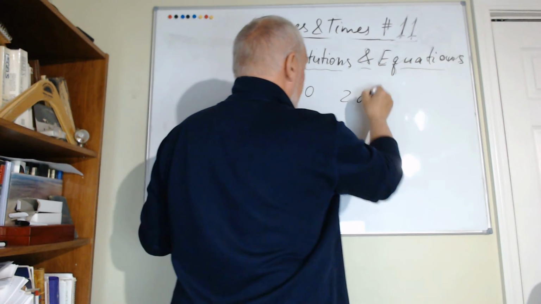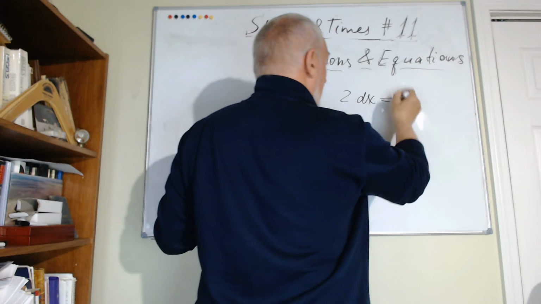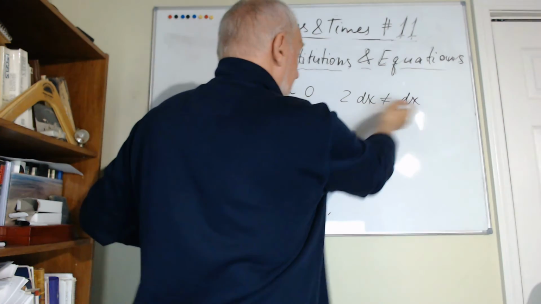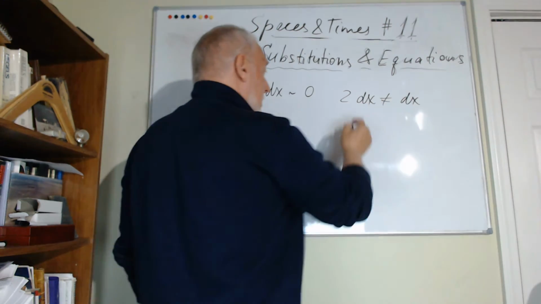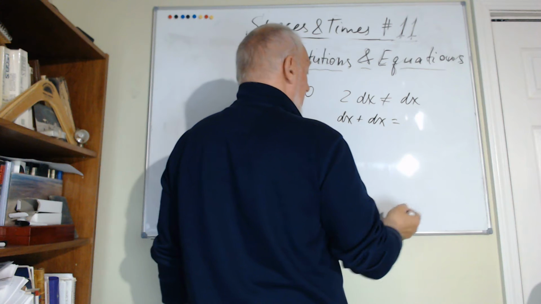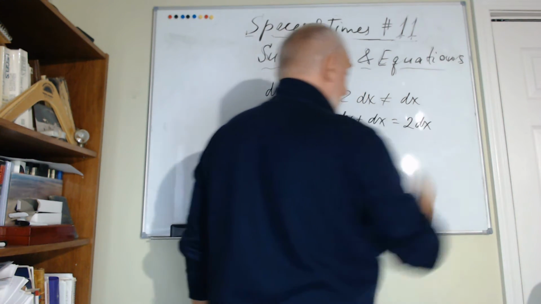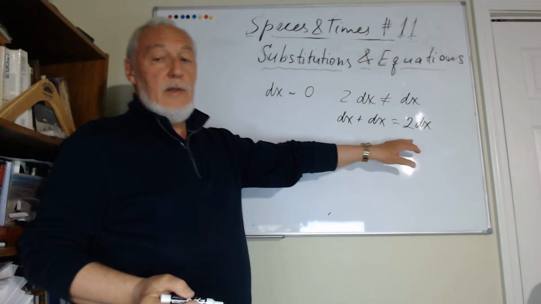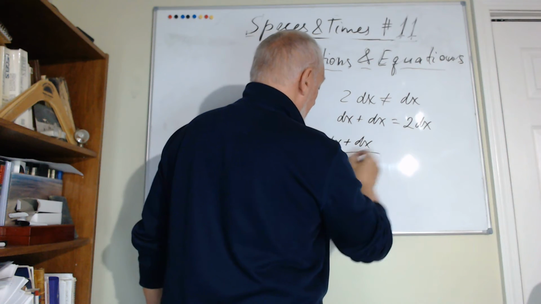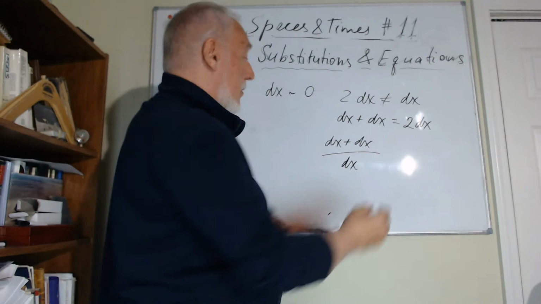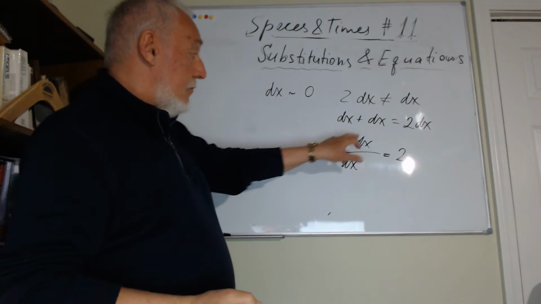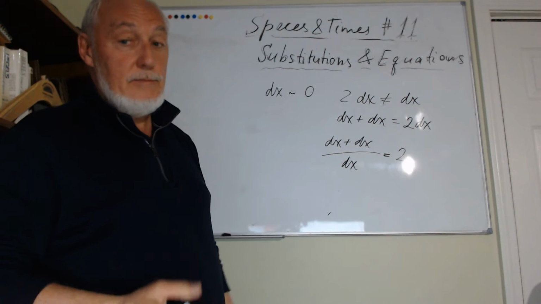Like 2dx, right? It's not equal to dx. If it were 0, it would be 0, but dx is almost 0. 2dx is not dx. 2dx are 2dx. Like dx plus dx is what? 2dx. So we have the same thing, and we can calculate this: if you have dx plus dx divided by dx, you have what? 2, right? 2dx divided by dx is 2.